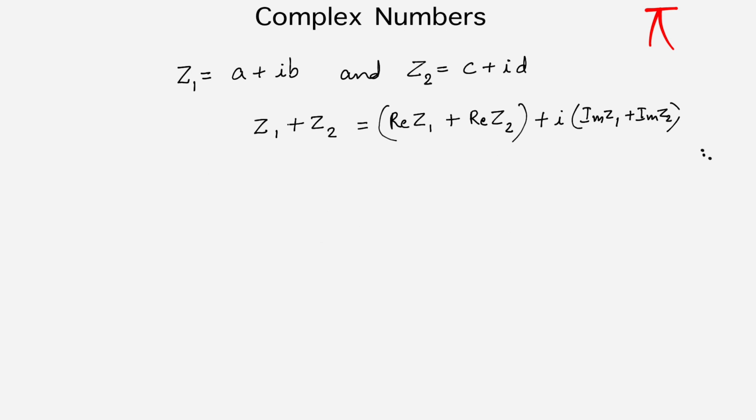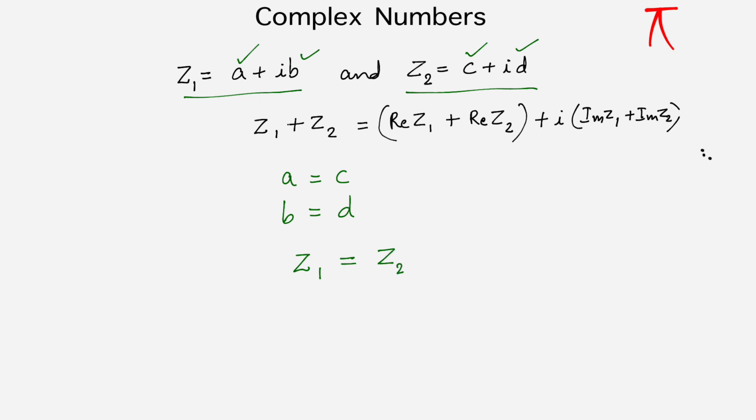If Z1 is given as A plus iota B and Z2 is given as C plus iota D, and if A is equal to C and B is equal to D, in that case we can say that Z1 is equal to Z2. So both the complex numbers are same or equal.